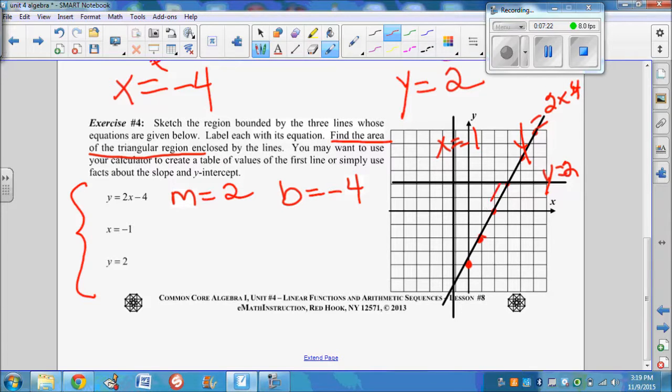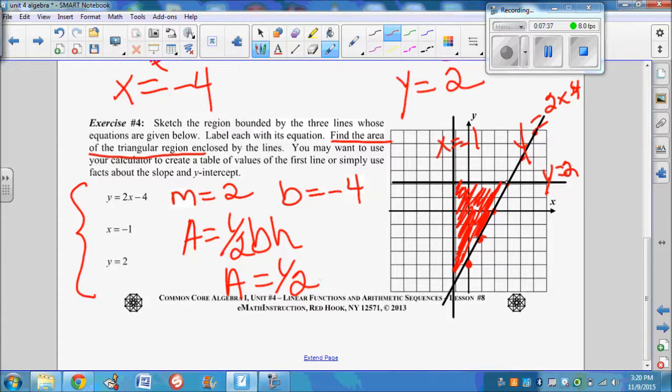All right, so now they want us to find this area that's enclosed by these 3 lines. The area formula for a triangle is 1/2 base times height. So we end up with 1/2. The base of this triangle is 1, 2, 3, 4. And the height of it is 8. So 1/2 of 4 times 8 is 16, my area.